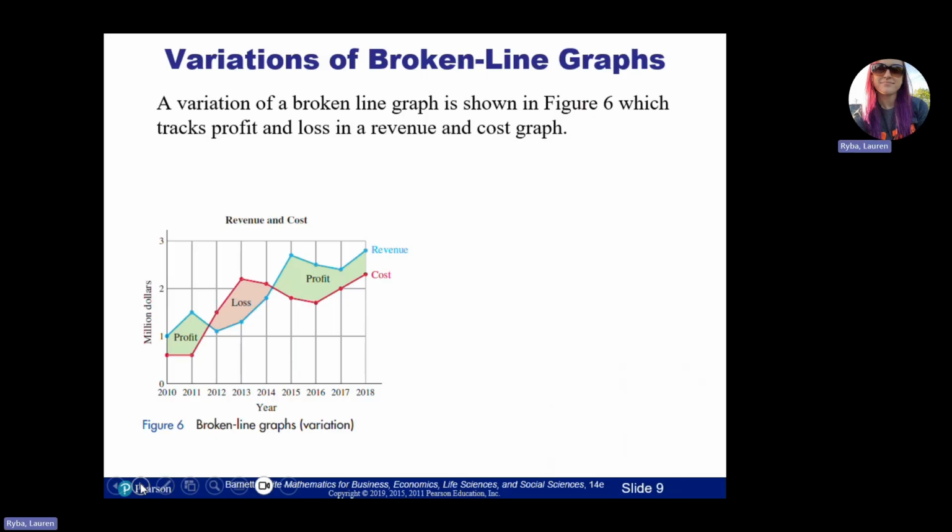Another example of a broken line graph here is graphing revenues and costs. We learned very early on in class that your profit is based off of your revenue and your costs. And if your revenue is greater than your cost, you have a profit. If your revenue is less than your costs, you have a loss. So you can see how this graph, anytime the blue is over the red, we have a profit. And that happens here and here. And in the middle, we had a flip time where we were losing money. Our costs were more than the revenue.